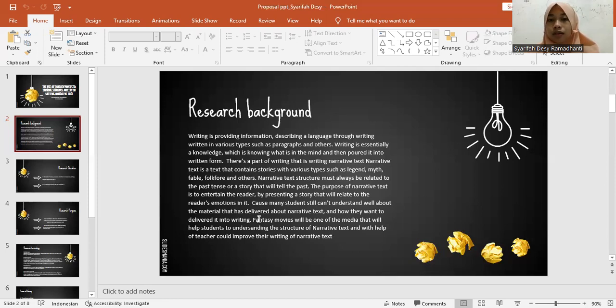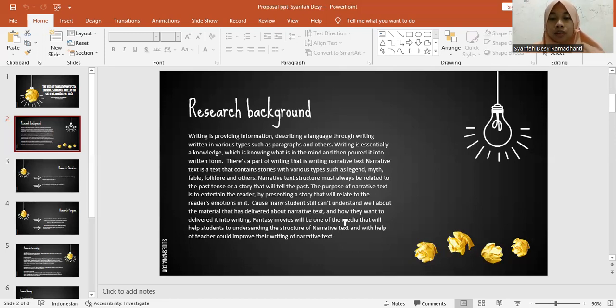So I think by using fantasy movies as the media for teaching narrative text, students will get a picture of what narrative text looks like. Okay, narrative text has the same structure as a fantasy movie, where a fantasy movie is also a story containing legend, myth, fable, folklore, and others. Fantasy movies will be a medium that helps students understand the structure of narrative text and helps improve their writing of narrative text.